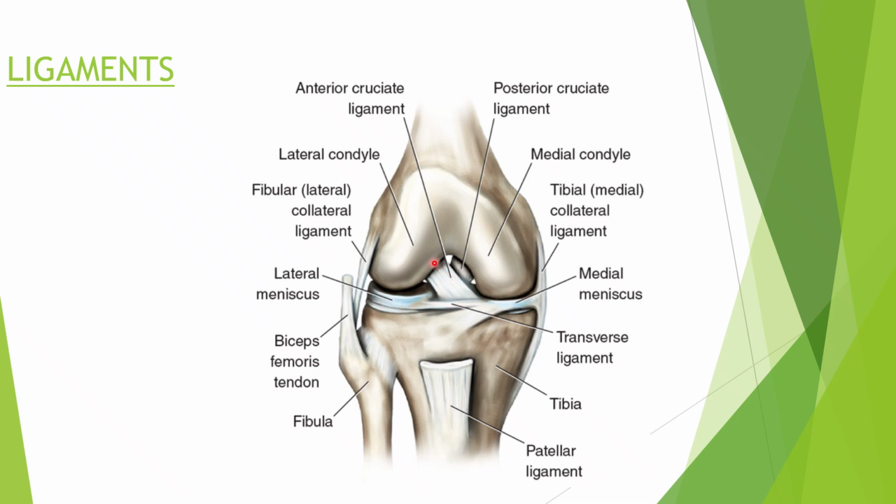This is the anterior cruciate ligament. This is the lateral meniscus, medial meniscus. This is the posterior cruciate ligament, and this is the oblique popliteal ligament. These are the ligaments supporting the joint.